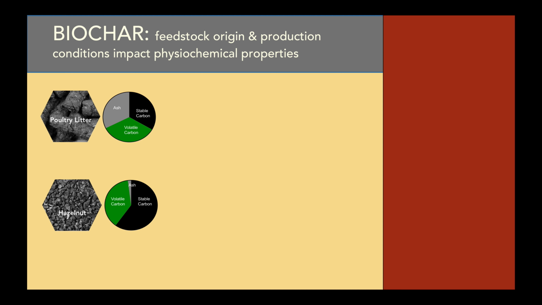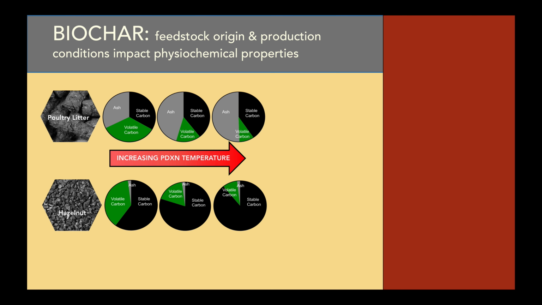molecular level. If we look at how the carbon is distributed in these biochars, you can see that poultry litter has a much higher fraction of ash and less stable carbon than the hazelnut biochar. But as you change the production temperature, the biochar properties change too, and the differences between these chars become more pronounced. In this case, the ash content of the poultry litter biochar continues to increase.